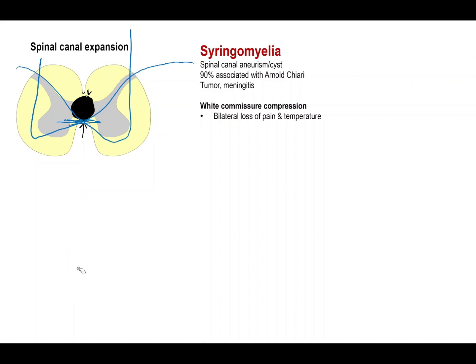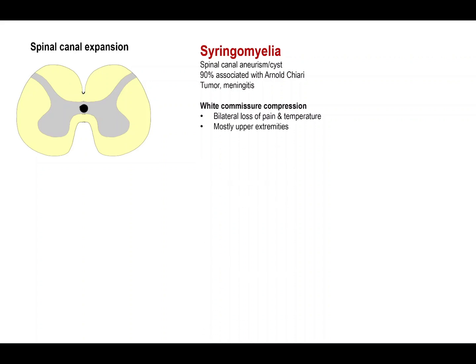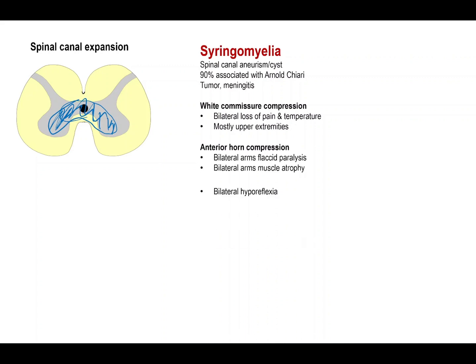So it will affect the upper limbs mostly. It will primarily affect the upper limbs. Okay. All right. Mostly upper extremities. So anterior horn compression: if this expands all the way to here, it involves the anterior horn, then it can cause lower motor neuron lesion as well. So it depends how much it expands. Then you will have the same thing as before: flaccid arm paralysis, bilateral arm muscle atrophy, hyperreflexia.